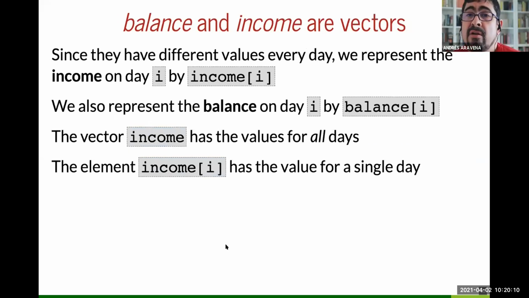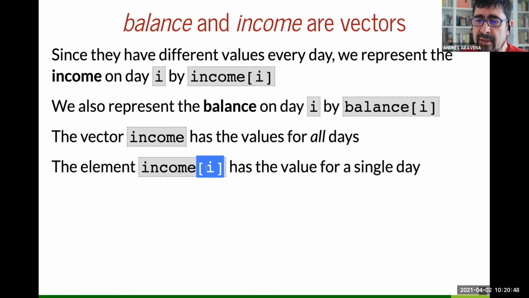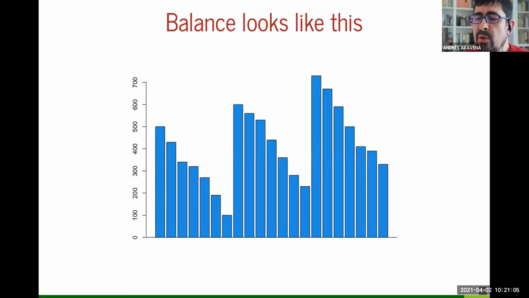So balance and income here are vectors, because you can represent them with vectors, since they depend on the day. You have different income on different days, and you would like to track them, and they are connected by this relation of consume. We are going to use I. Traditionally people use I to indicate the day, and you must not confuse the vector income, which is the series of all days, with a particular element that is the value for a single day. So the balance will look like this in this case.